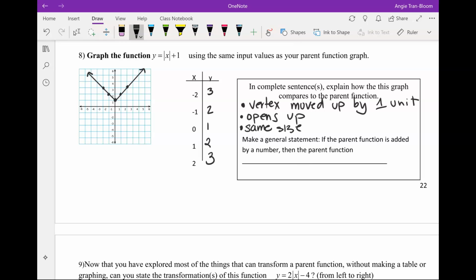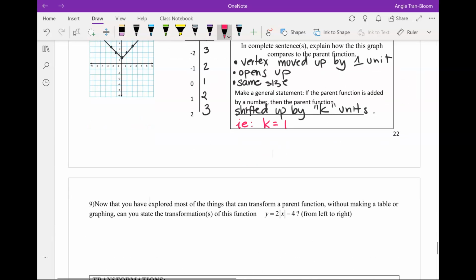If the parent function is added by a number, then the parent function is shifted up or down? Up by k units. In our example here, class, what's your k value? K is 1. Okay, because k is positive, that's why we go up.